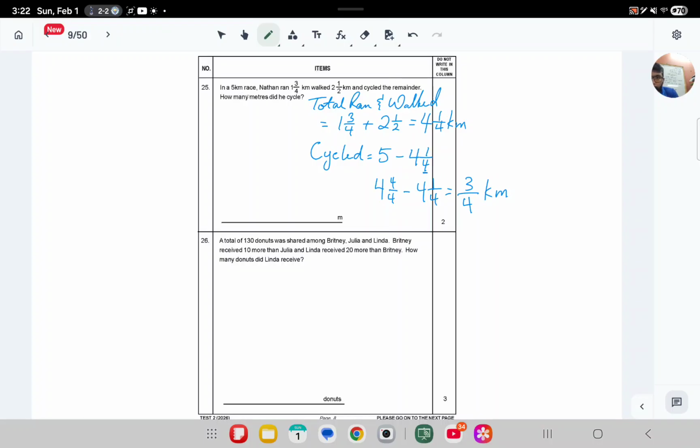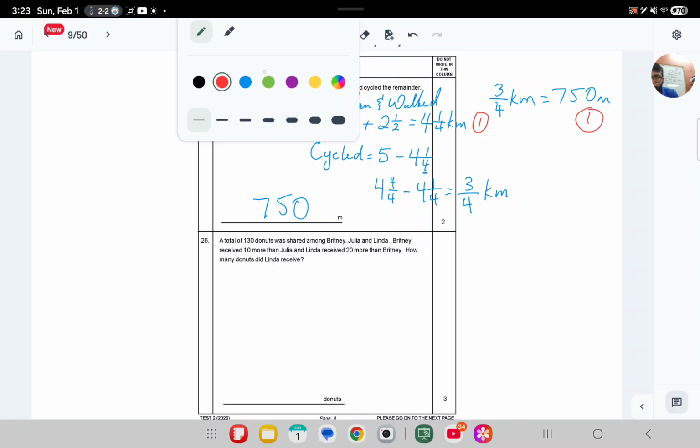Okay. So I want the answer in meters, so 3/4 kilometers. Mental maths we know is 750 meters. Alright, 2 marks. 1 for finding out the total, 1 for getting the final answer.